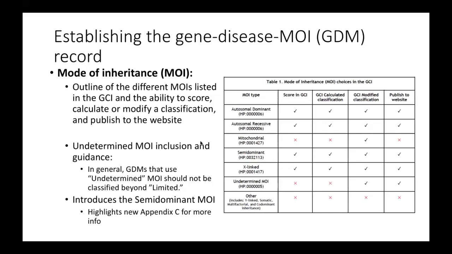In general, we indicate to curators that gene disease mode of inheritance records that use an undetermined mode of inheritance should not be classified beyond limited. The reason for this is that there is not much information to support this whole gene disease mode of inheritance record. We also introduced this new semi-dominant mode of inheritance. We define exactly what we mean by semi-dominant, and we also highlight the new Appendix C for more information on how you will calculate segregation from a semi-dominant inheritance and apply those scores to your gene disease mode of inheritance record and the final classification.